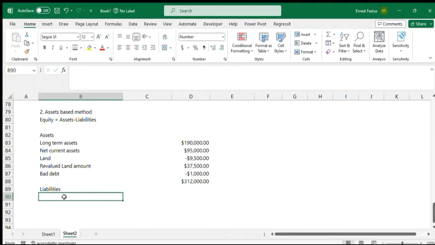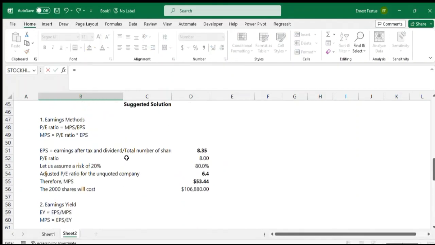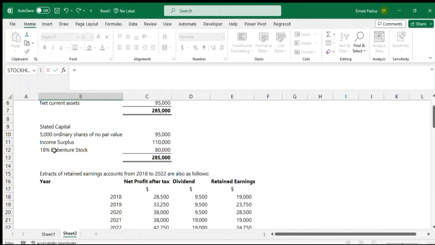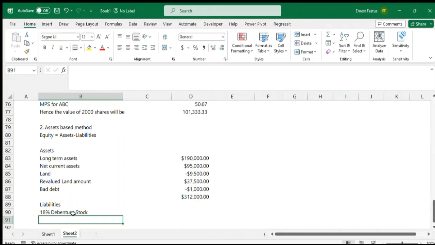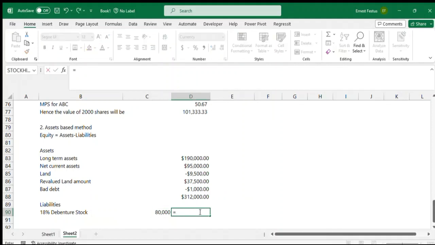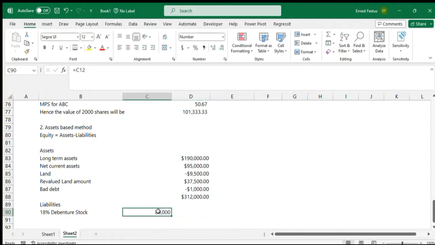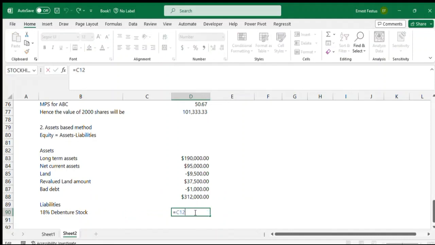So I'll come here, liabilities, and the liabilities we are talking about is the 18% debenture stock. That's the only liability item we have. The other two are our retained earnings and our stated share capital. So this is the only liability item we have, so we take it away. Let me copy the formula so I can get my figure. So that is 80,000. Now let me cut it from here and paste here. And what I will do is make it minus because we are subtracting.